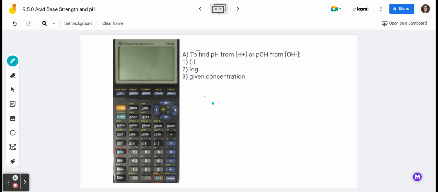So say they give me 4.2 times 10 to the -5. Hopefully that's something you know how to type in, but you would hit negative sign, log, and then whatever this concentration is. So for example, I'm going to plug this in my calculator. Go ahead and you can plug it in yours and see if you get the same answer.